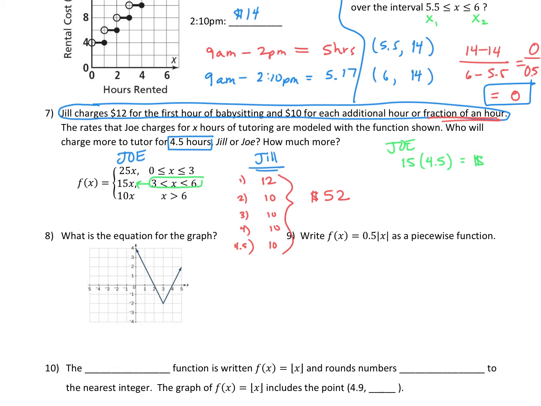And that total is $67.50. So, question is, who's going to charge more to tutor 4.5 hours? Well, that's Joe. Joe's charged more. So Joe charges more.